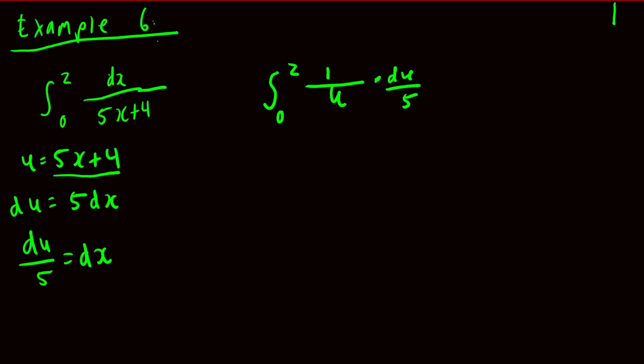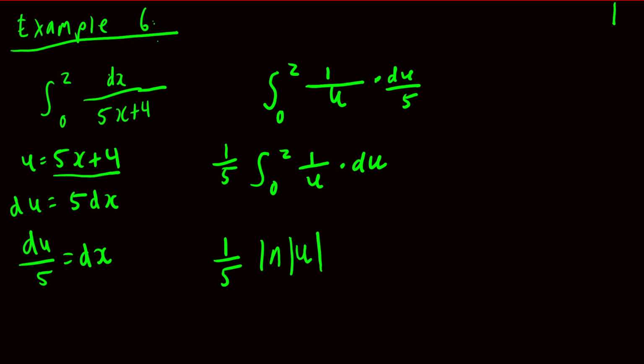I'm going to pull out this 1/5 constant. So now I have 1 over u times du. So now let's integrate. The integral of 1 over u is just ln u. But now let's put this u back in terms of x. So this would actually be 1/5 ln of 5x plus 4. And then we put in our bounds 0 to 2. So we didn't change the bounds. So that's why we had to put this u back in terms of x.